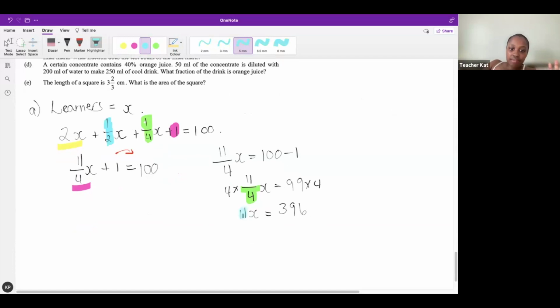Now I have this 11 guy over here. How am I going to get rid of that 11? Remember, it's 11 times x. Divide by 11. Therefore, there are how many kids in this classroom? 36. Oh, that was a nice gym for our brains, don't you agree?